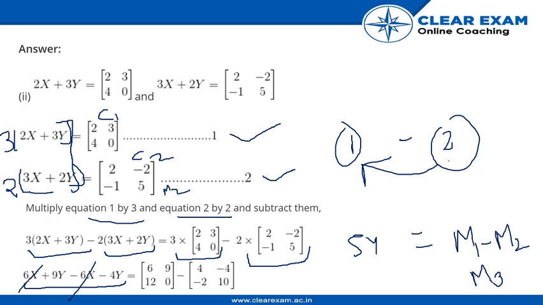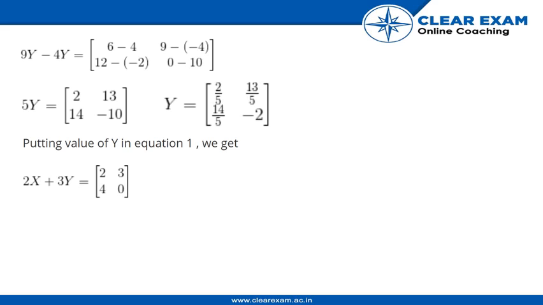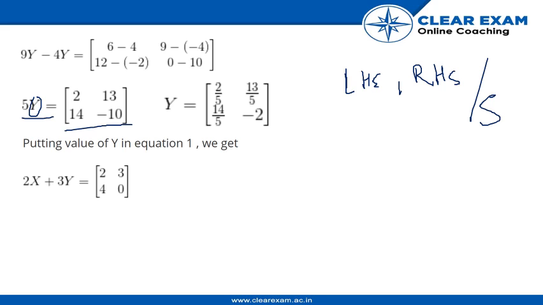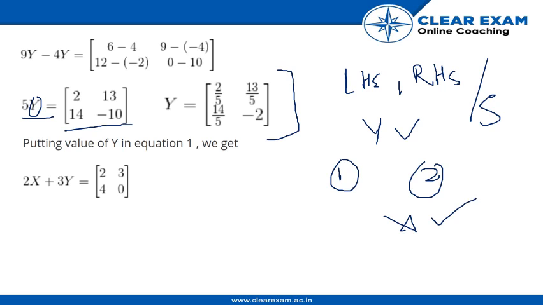Now moving to the next slide, we get our 5y is equal to this matrix. Now to find the value of y, what do we do? We divide the LHS and RHS both by 5. So finally we get our y as this. Now how to find the value of x? Since we have found the value of y, we can directly replace y in any of the equations. We can replace y in the first equation or the second equation, and then we can get our x.